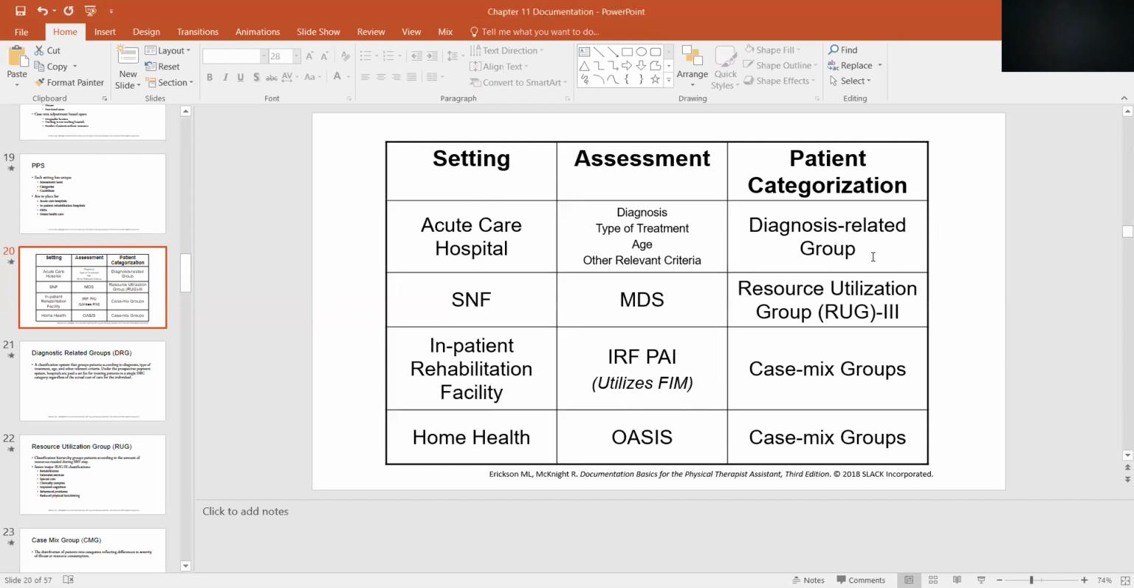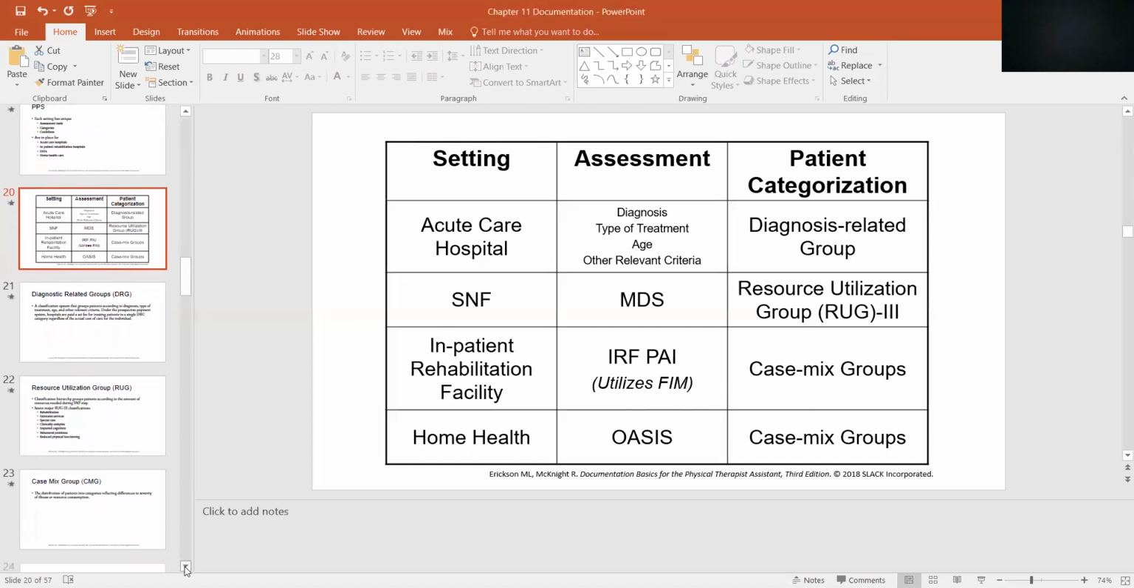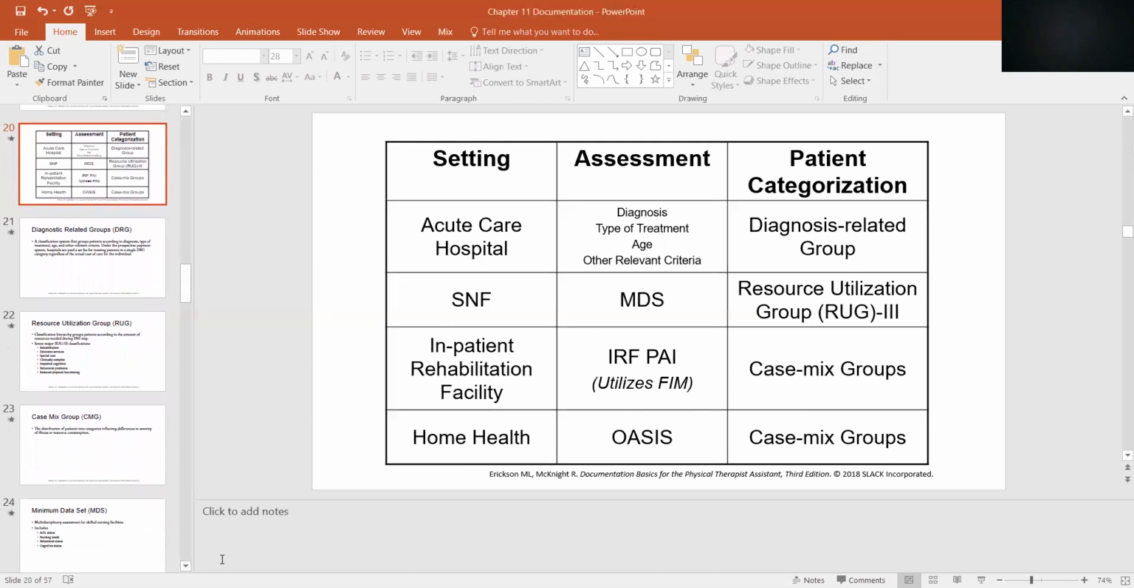So with patient categorization, that also uses case mix groups. And on one of the last slides of this PowerPoint, some of the ways that they're reimbursing is going to be changing.